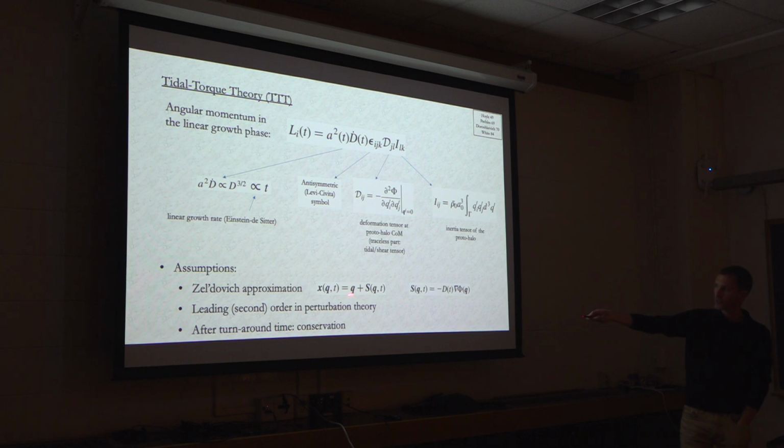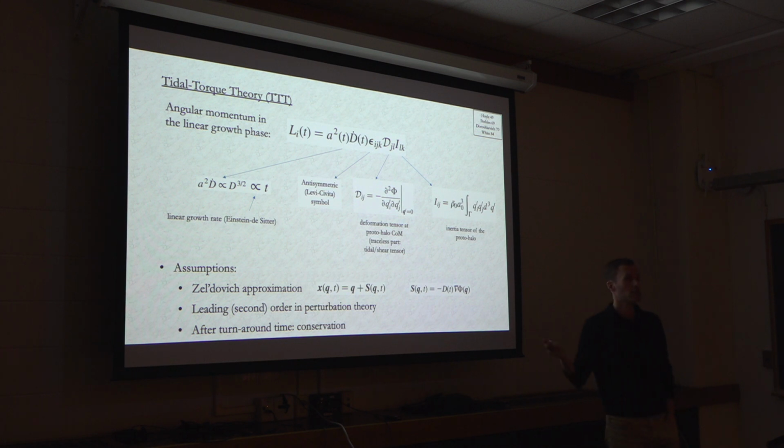We assume the Lagrangian approximation. That means the perturbations grow in the linear phase. The positions of particles are essentially their initial positions plus some displacement field that is proportional to the gradient of the potential. Then this is in leading order in perturbation theory, which is second order for the angular momentum.